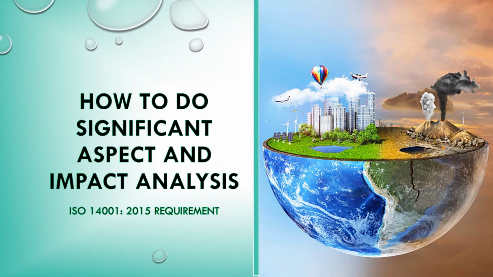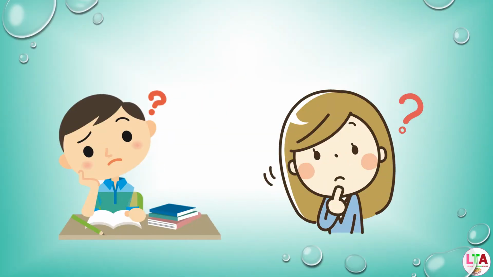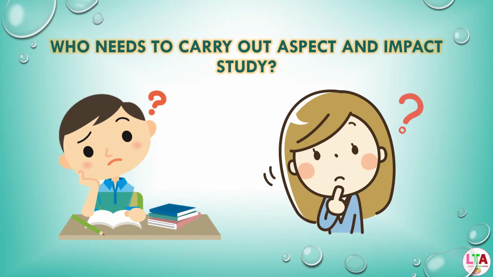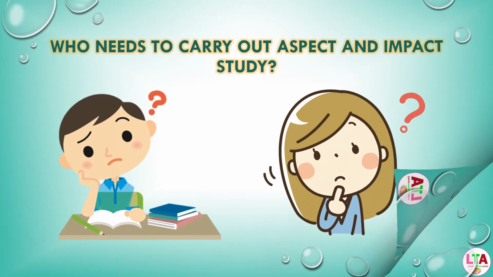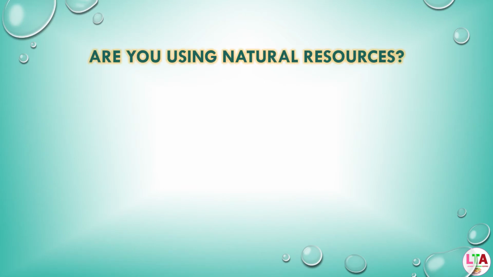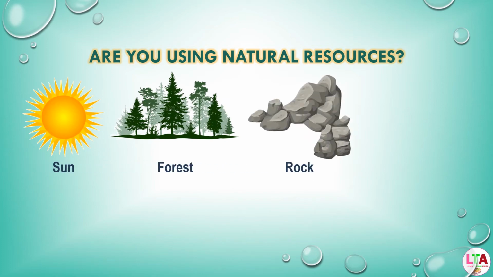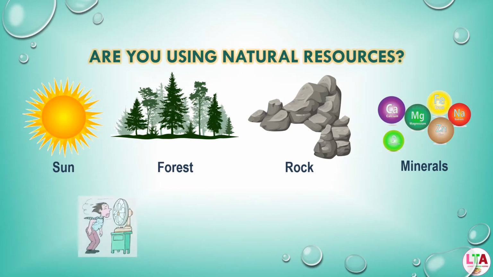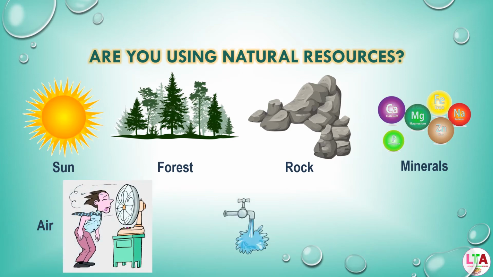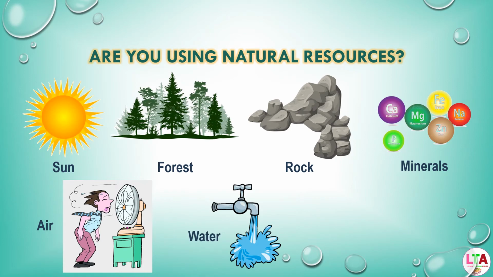Today's topic is how to do a significant aspect and impact analysis. We all wonder who needs to carry out an aspect and impact study. Ask yourself, are you using any kind of natural resources? Natural resources in the form of sun, forest, rock, minerals, air, water, and fuel, etc.